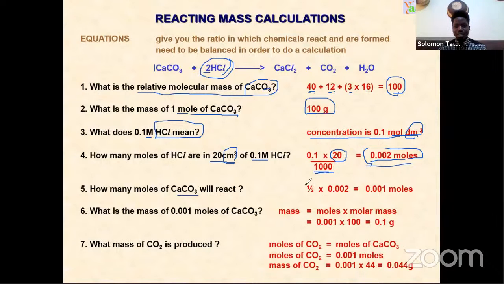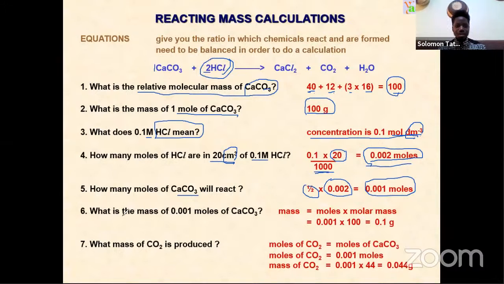So therefore, you get your half multiplied by the moles of HCl to give you the moles of calcium carbonate that reacted. Okay, that is the use of mole ratio. So now we have the moles of calcium carbonate that reacted.